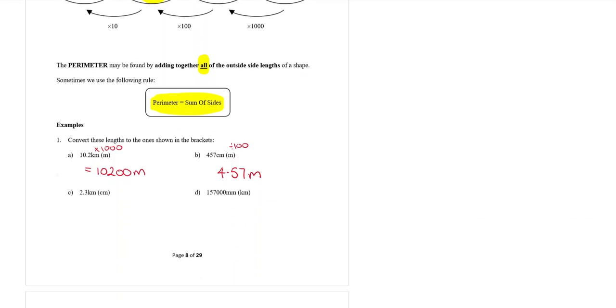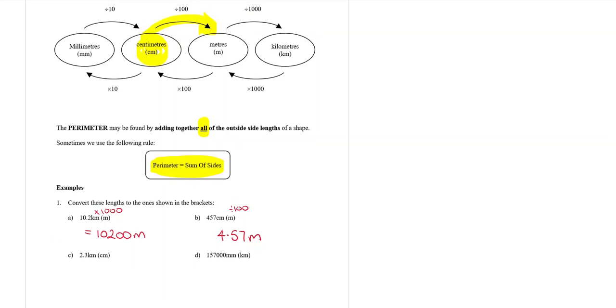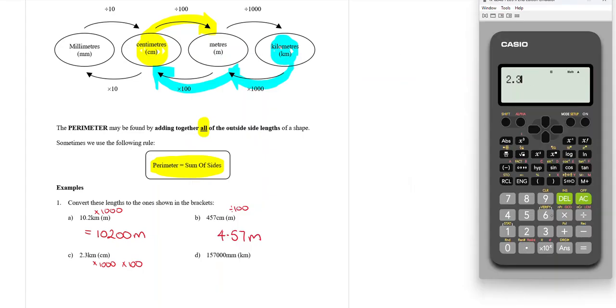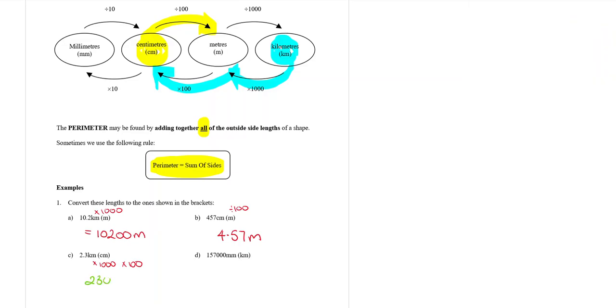Part C. If we have 2.3 kilometres, so kilometres are on the end, and we want to get down to centimetres, we're going to have to do 2 jumps. We're going to have to times by 1,000 and then times by 100 to get all the way to centimetres. So we go times 1,000 times 100. And if you want to, you can use a calculator. So go 2.3 times 1,000 times 100. And you get 230,000 centimetres.